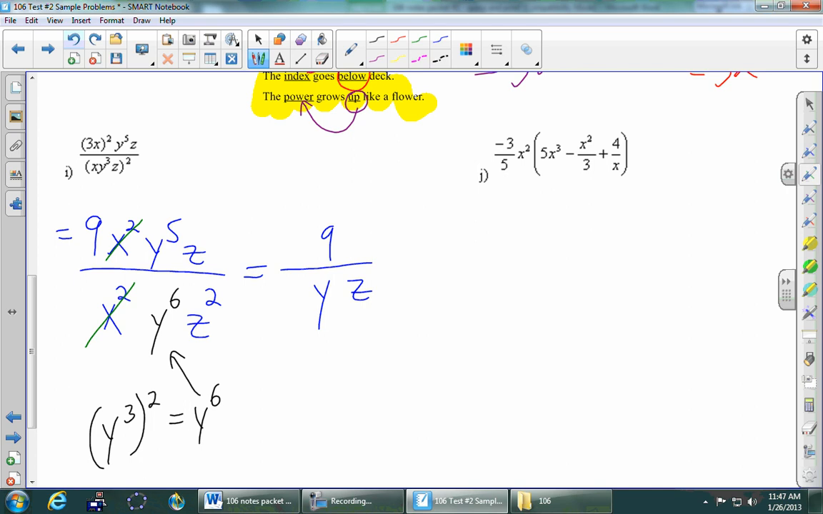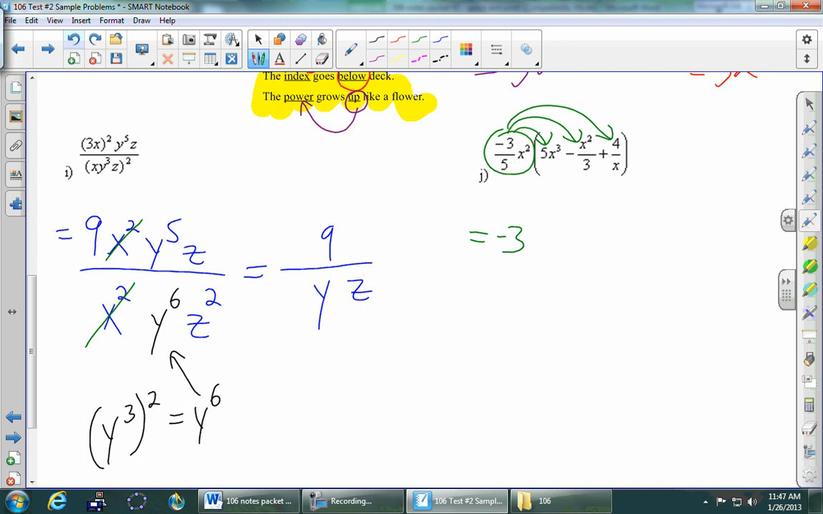That negative 3/5 x squared is going to come in and multiply by every single term. Just have to be really careful when we do it. So negative 3/5 times 5. 5s are going to cancel, and I'll just be left with negative 3. X squared times x cubed. I'm going to say a lot and write very little. X squared times x cubed. What should we do with the powers? We keep the base and we add them.